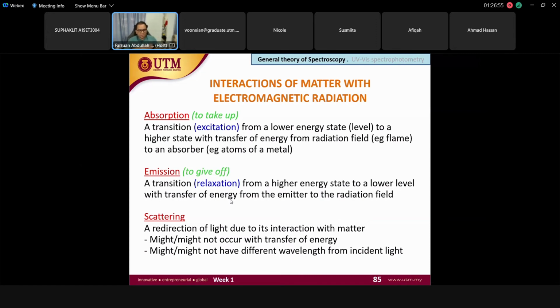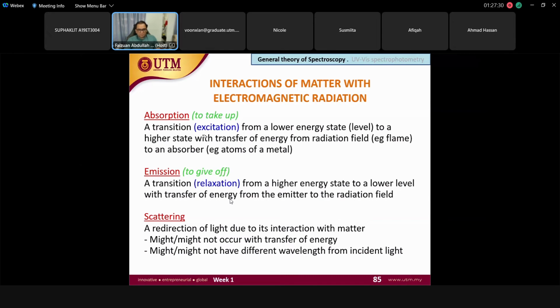And scattering, a redirection of light due to its interaction with matter. It might or might not occur with a transfer of energy. It might and might not have a different wavelength from the incident light. Just scattered, not absorbing or emitting light, but it scatters the light. The redirection of light. All right.